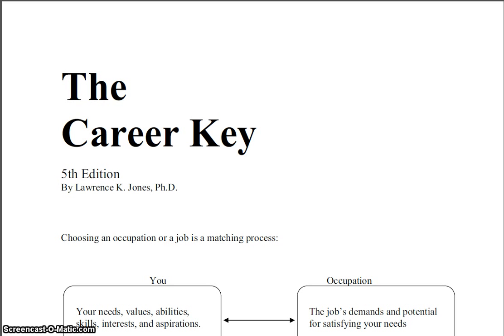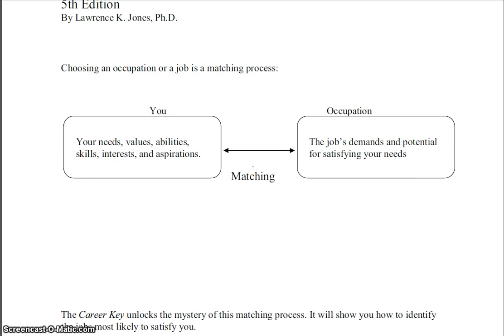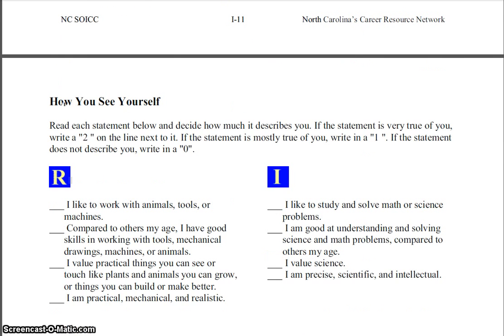This recording is going to cover completing the career key, which will help you come up with your Holland code. The purpose of determining your Holland code is so that you can match your needs, values, abilities, interests, and aspirations with your occupation. The first step is found on page 2.